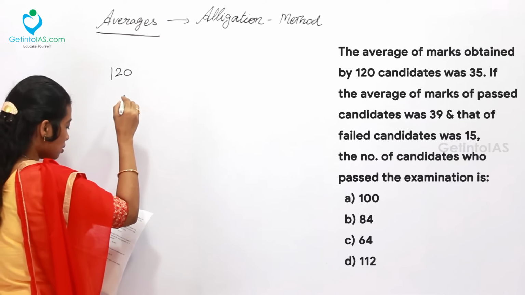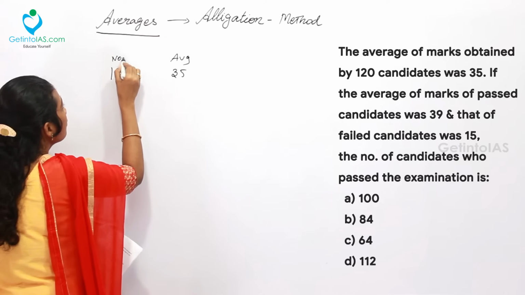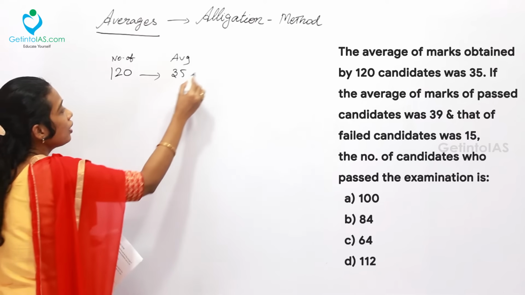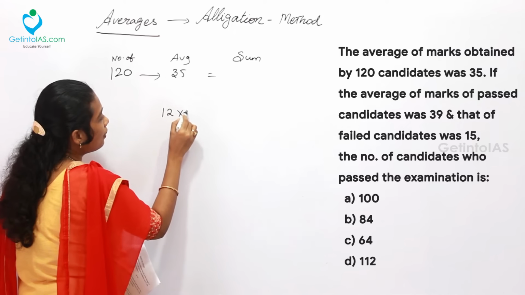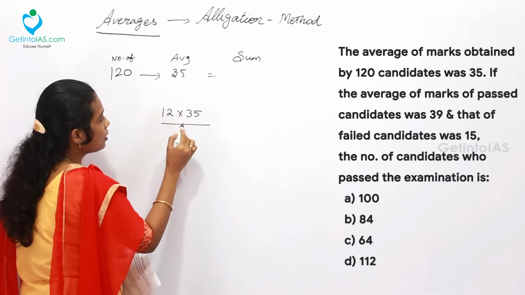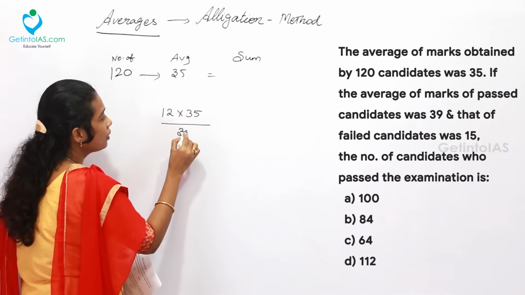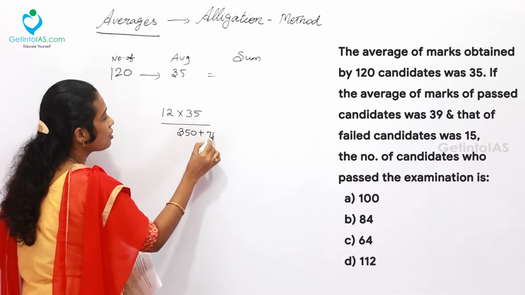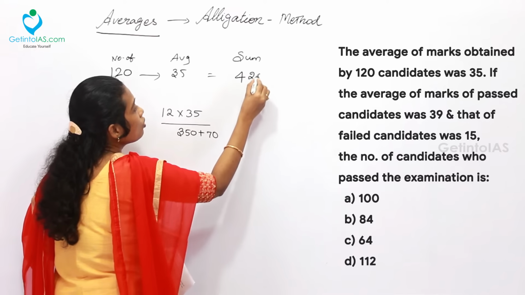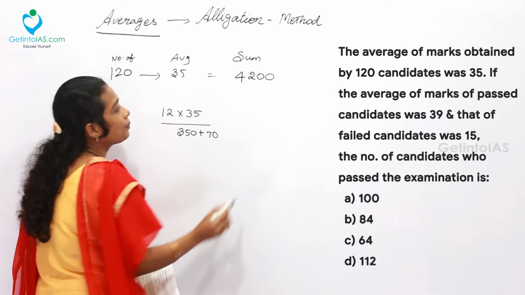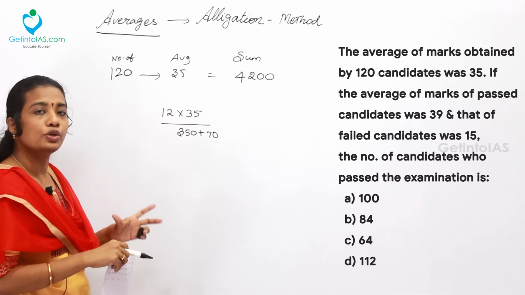120 candidates was 35. This is the average. Here, number of candidates. So in order to get the sum of the marks of all 120 candidates, simply you will have to multiply. For that, first I am multiplying 12 with 35. So what is it? 10 into 35, 350, plus 2 into 35, 70. 420 I am getting. So into 120 directly, 4200. This is the sum of the marks got by all the 120 candidates, passed and failed together.